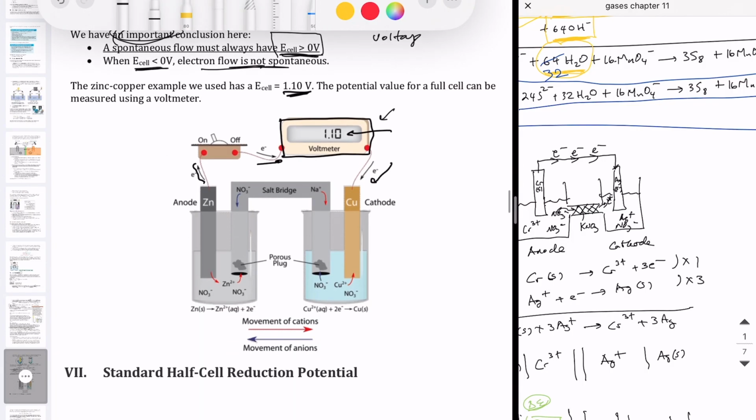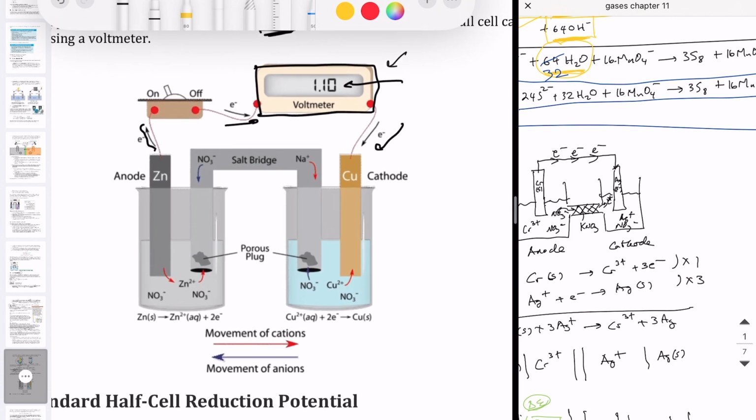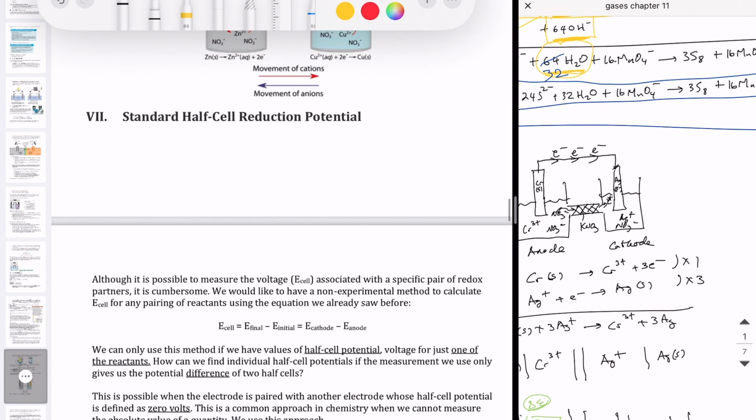In that section that we just looked at, we see how we can actually measure the voltage of a particular pairing of redox partners, right? So you have zinc and copper, we get 1.1 volts in this case. Now, of course, if we want to design, let's say, a battery, we want to know what is the voltage of the battery that we're going to get, right?